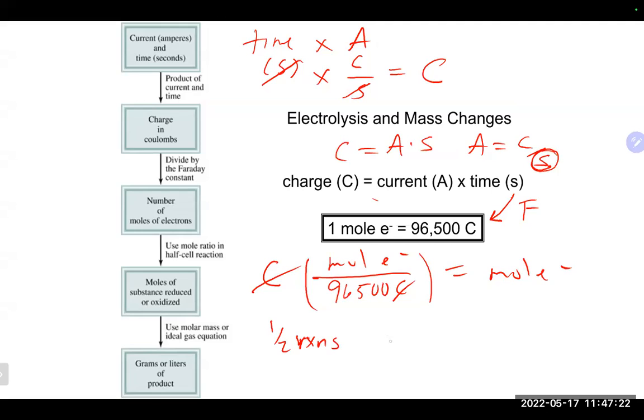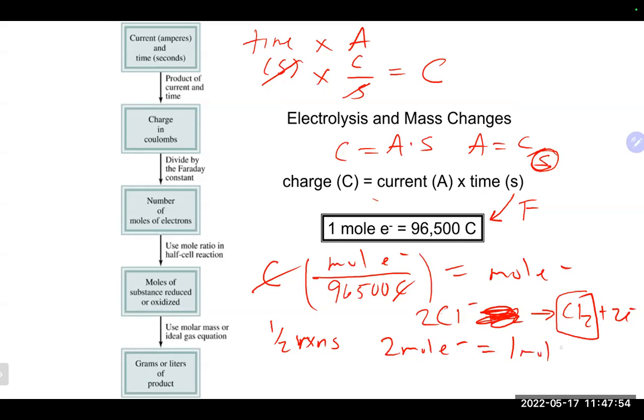And you could do a mole to mole relationship between the electrons in the half reaction and whatever you're interested in. So, if we did have something like what I wrote there before, which was Cl minus goes to Cl2 plus a couple of electrons. If we were interested in chlorine, for example, we could say for every 2 moles of electrons, I get 1 mole of Cl2. So that is typically what you do next in terms of going from electrons to whatever you're interested in.